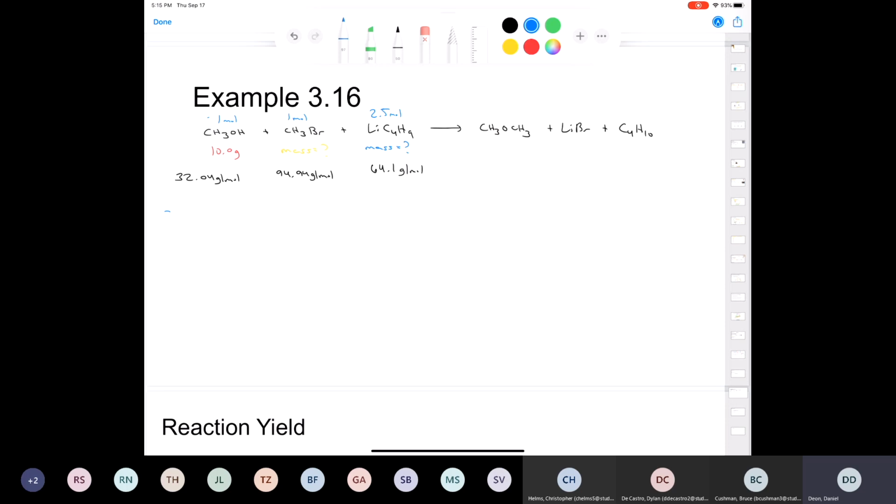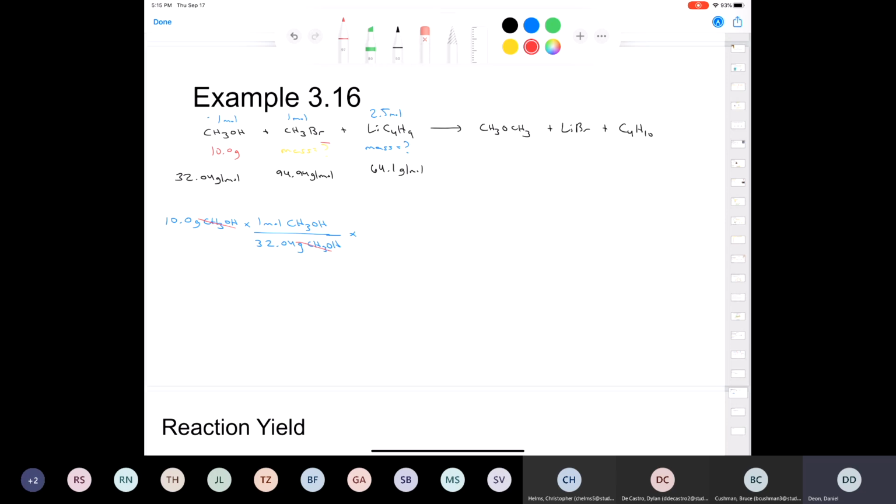We're starting out with 10.0 grams of methanol, CH3OH. We know the molar mass of methanol right here, and we can use that conversion factor. For every 1 mole of methanol, I have 32.04 grams of methanol, like that. Again, we've done this many, many times in this class, but just to reiterate, if we were to stop right here, what would we have? We'd have the moles of methanol.